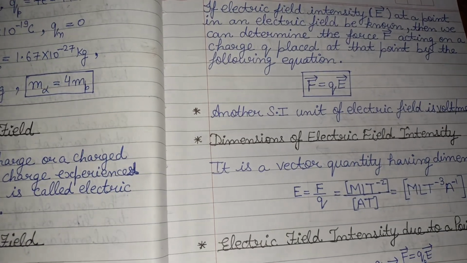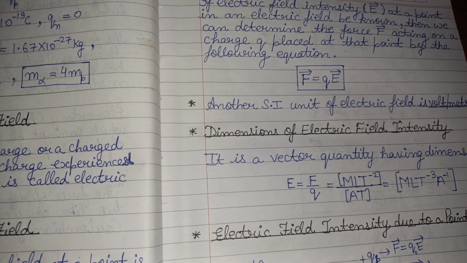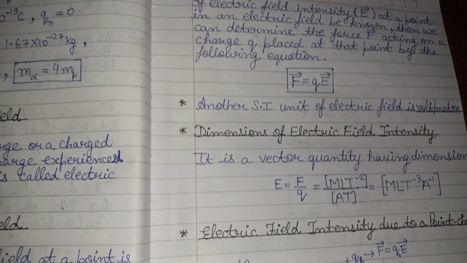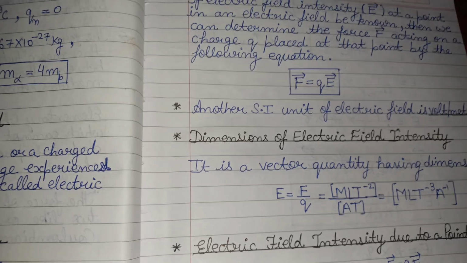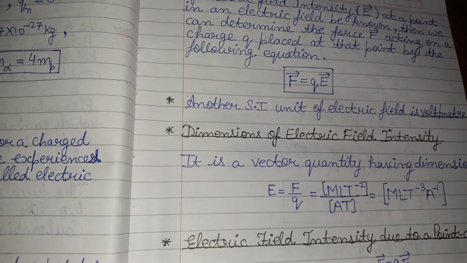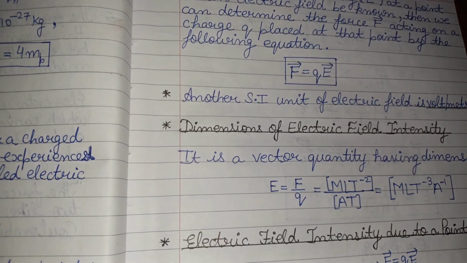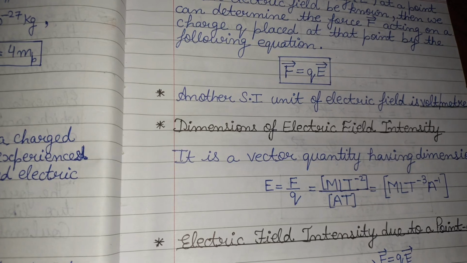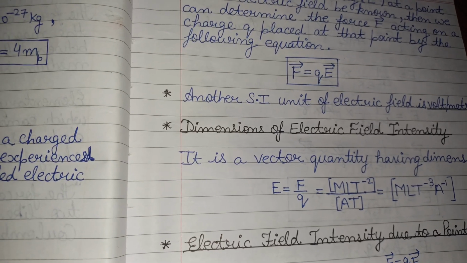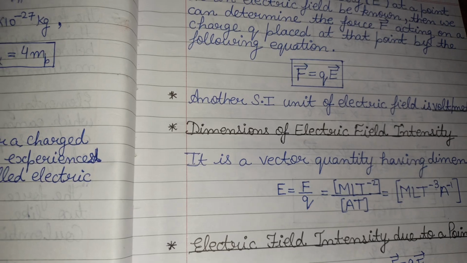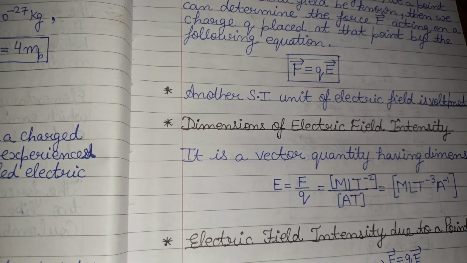If we are talking about the dimensions of electric field intensity, it is a vector quantity having dimensions. E is equal to F by Q. So the dimensions of force are MLT to the power minus 2 and the dimensions of charge are AT. So the electric field dimension is MLT to the power minus 3 A to the power minus 1.